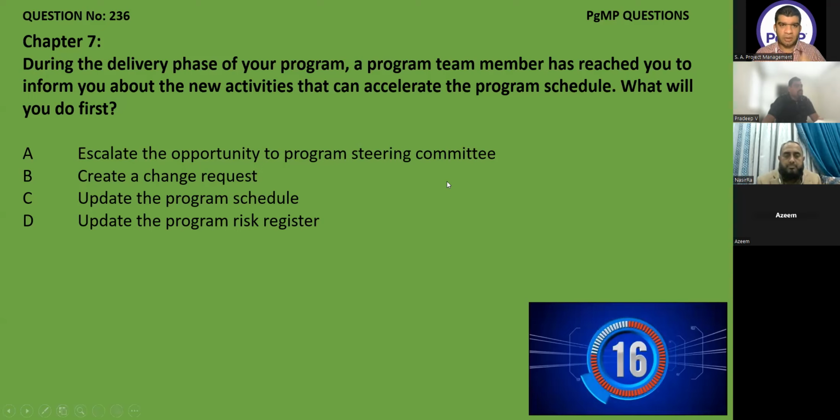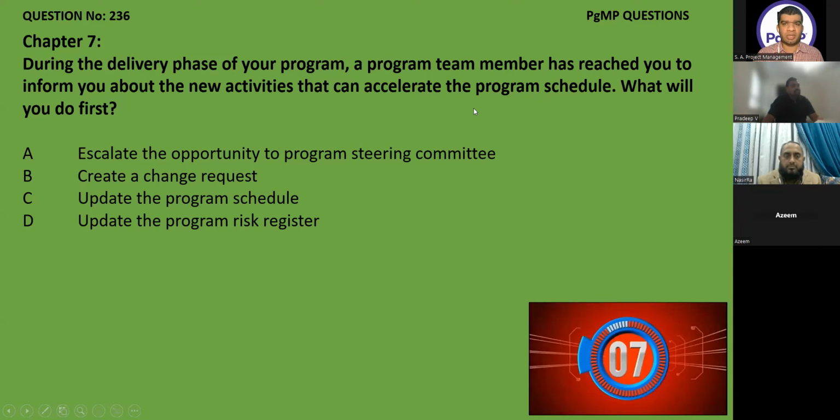During the delivery phase of your program, a program team member has reached you to inform you about the new activities that can accelerate the program schedule. It means he has identified an opportunity. What will you do first? Whenever the topic is risk, follow the same sequence. Identify the risk, document in the risk register, then analyze the risk, then make the risk response plan.